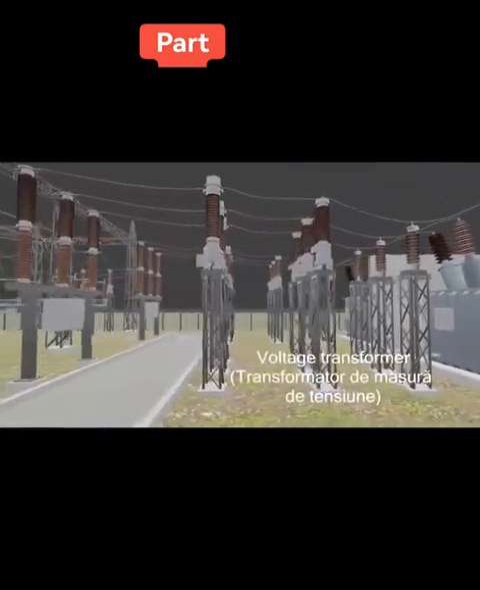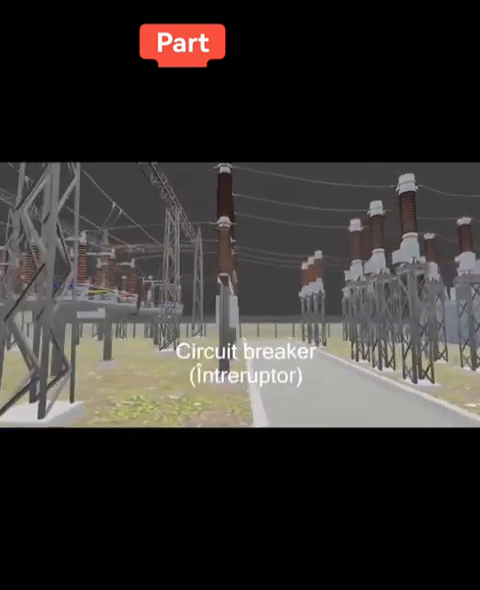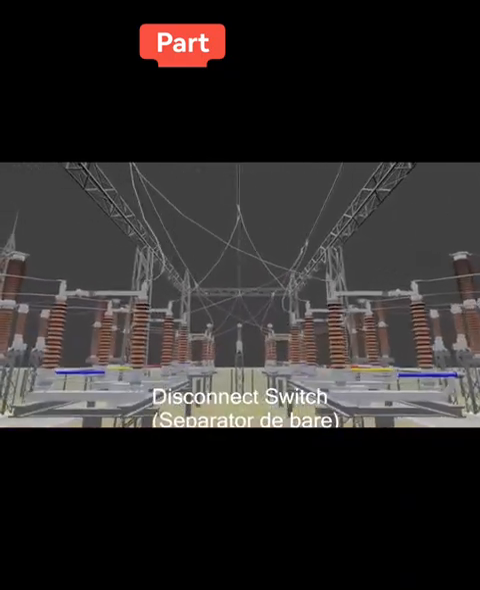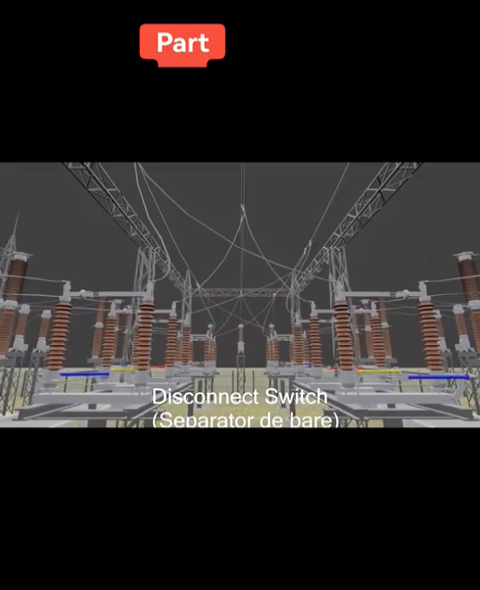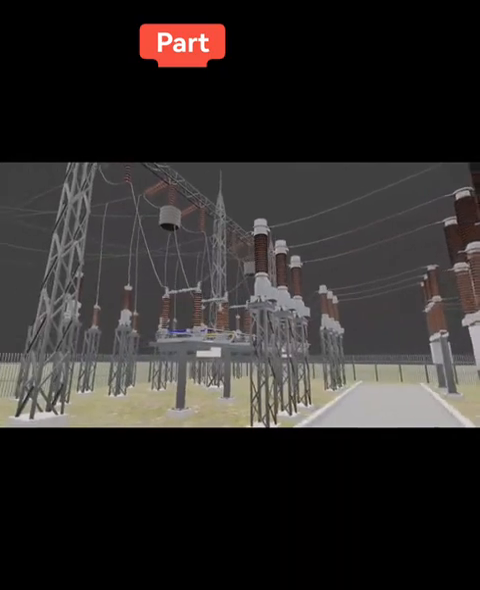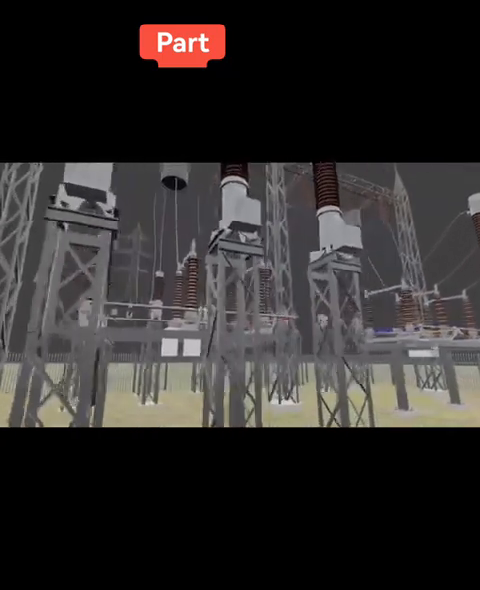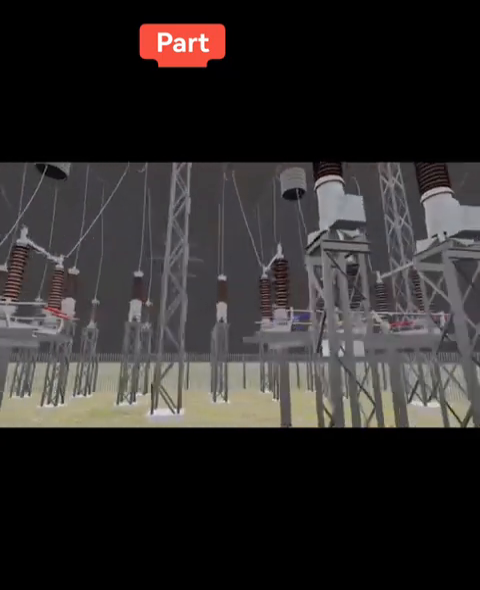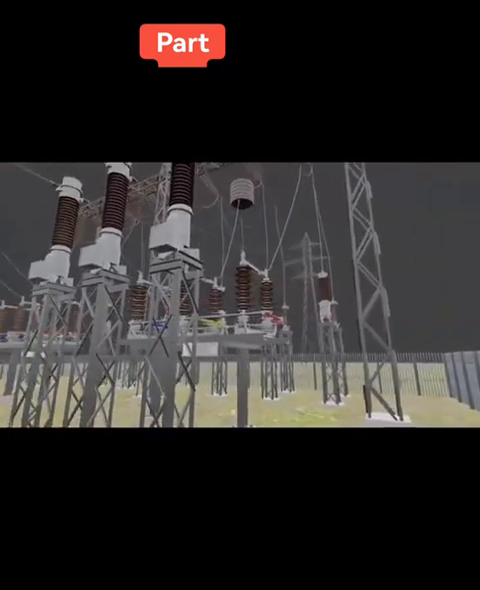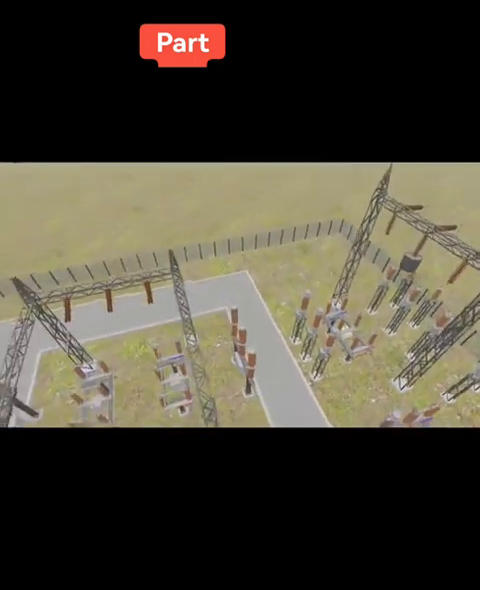Let's talk about these guys over here: your CTs, your VTs, your circuit breakers, your disconnectors. Have you ever looked at a CT, a VT, and then wondered what the difference is? How do you identify a CT from a VT? So what are they?